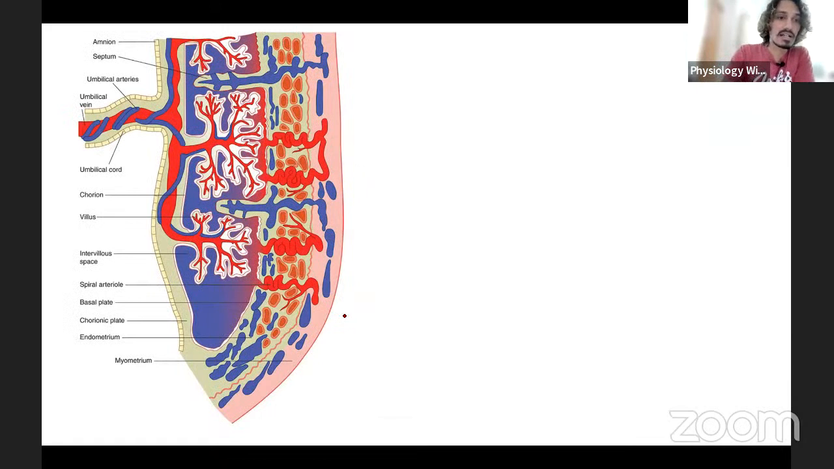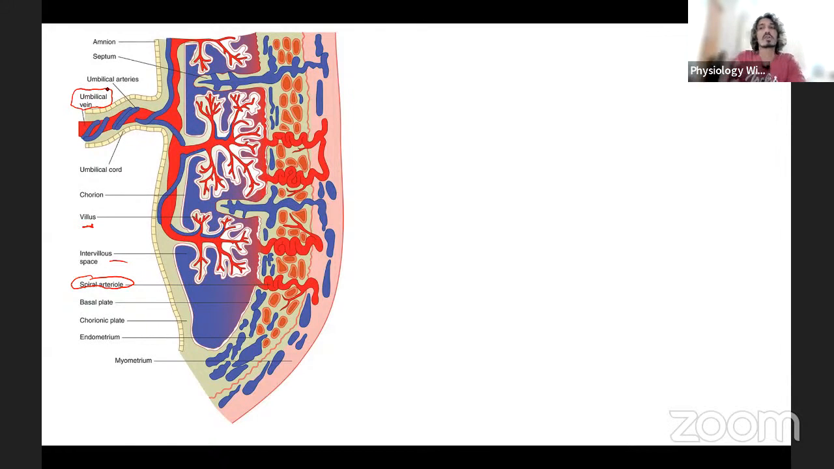We have the spiral arterioles which are there. And your intervillous space, which is here. And we have the villus structure. And from there, you see the umbilical vein and the umbilical artery. So this is one thing that you have to understand.